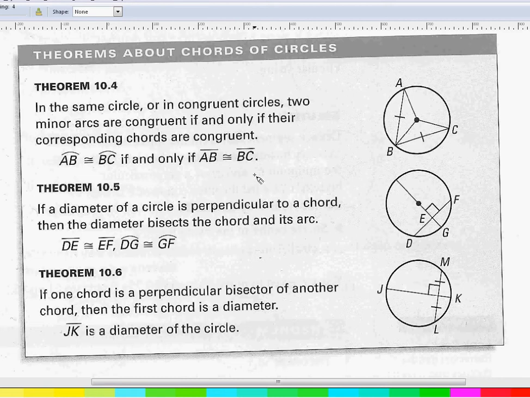So this video is going to discuss a few additional theorems about chords of circles, and that will include Theorem 10.4, 10.5, and Theorem 10.6 in the geometry textbook.